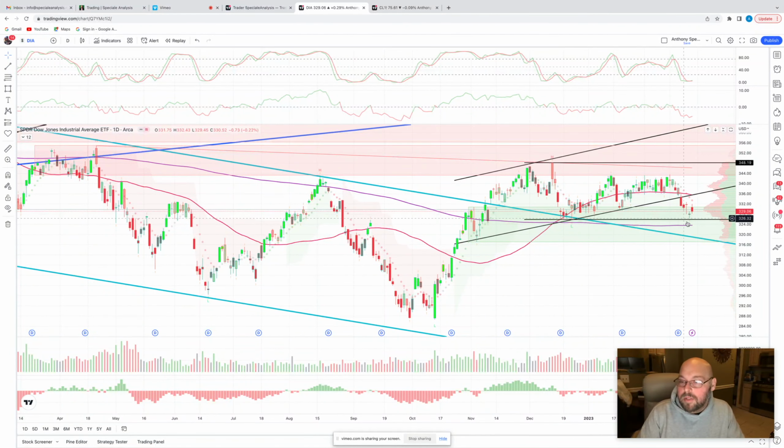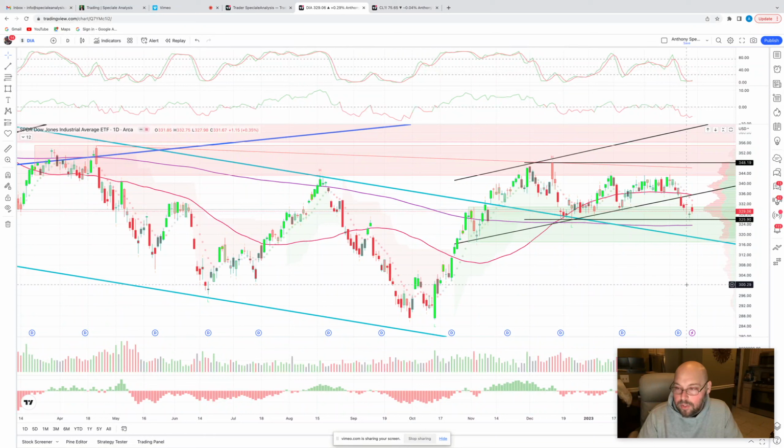So price action is caught in between the 200 and the 50-day. Should we break down below the 200, we have this teal channel support and the base of this price zone, if you would, at 317. Below 317, we can have a pretty aggressive extension to the downside.